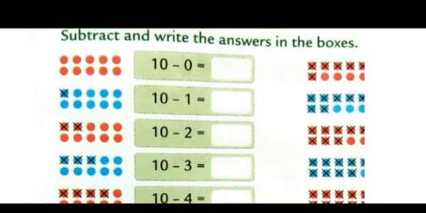Okay, see the first one. Total 10 red dots are there. And how many we have to subtract, take away? 0. That means nothing. So no dots are crossed. That means all the 10 dots are as it is. That means the answer is 10. So 10 minus 0 is 10.